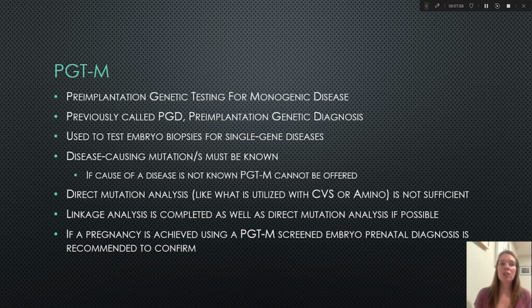So in addition to direct mutation analysis, or sometimes just instead of, linkage is used. Linkage sometimes is referred to as DNA fingerprinting, and that is completed to improve the accuracy. If we relied on direct mutation analysis alone, with such a tiny sample like what we get from an embryo biopsy, the accuracy could be very poor in certain settings. And if a pregnancy is achieved using a PGT-M screened embryo, prenatal diagnosis is recommended to confirm that the pregnancy is not affected. Prenatal diagnosis does have a higher accuracy than PGT-M.